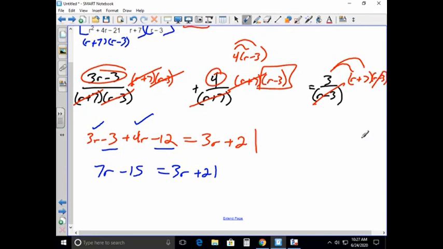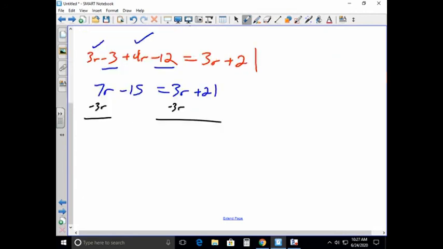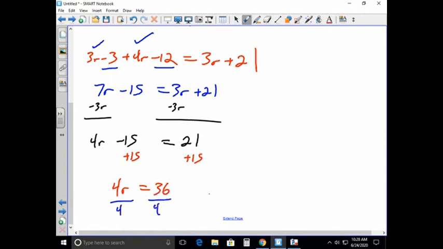So we want all of our letters on one side. So let's subtract 3r here and 3r here so that we don't have any r's on the right. So that gives us 4r minus 15. Our r's are on the left, so we want our numbers on the other side. So let's add 15 to both sides. So our 15s are gone. So that leaves us 4r. And on the other side, 36. And then to get r by itself, divide both sides by 4. So r is 9.